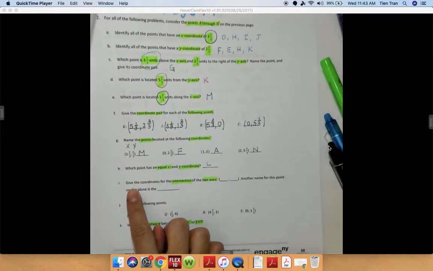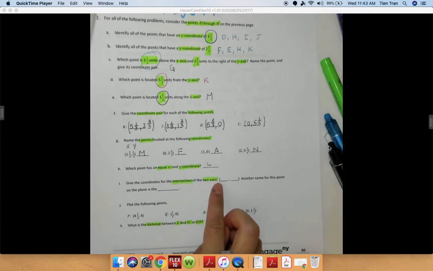For problem I, it asks you to give the coordinates for the intersection of the two axes.